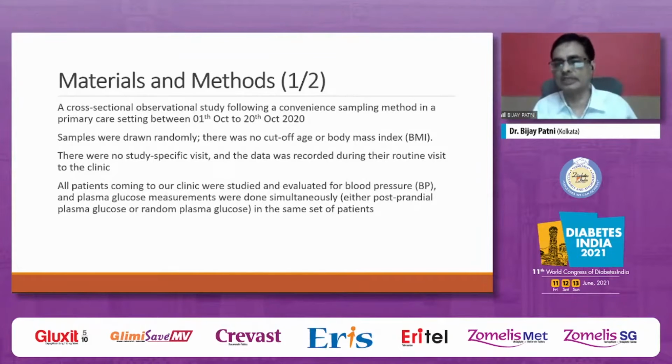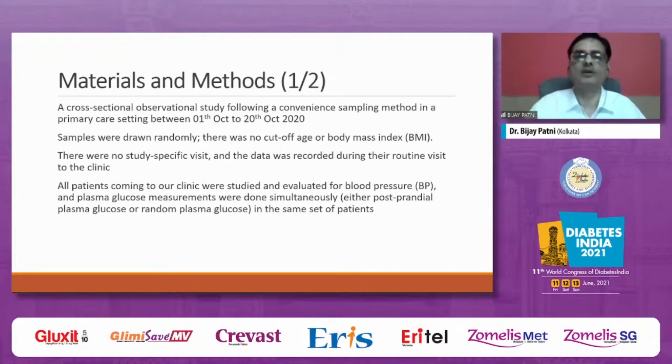Because if you remember, this was just post-lockdown, sometime in the month of September. So obviously, we only entertained people coming from 5 to 10 kilometers of our clinic. So it was mainly an urban population, right in the center of Calcutta city. And we did not encourage the rural population to come for physical appearance during that time.